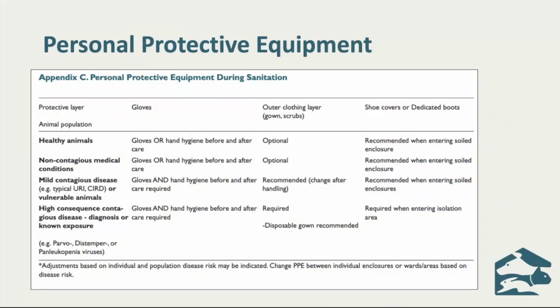So we've detailed this for healthy animals, non-contagious medical conditions, animals with mild contagious disease, and those with some really high consequence serious diseases like parvovirus or distemper, and come up with some guidelines for different types of protective equipment that you might want to consider building into your protocol if you're dealing with these populations. So you can review that table in the guidelines document itself.